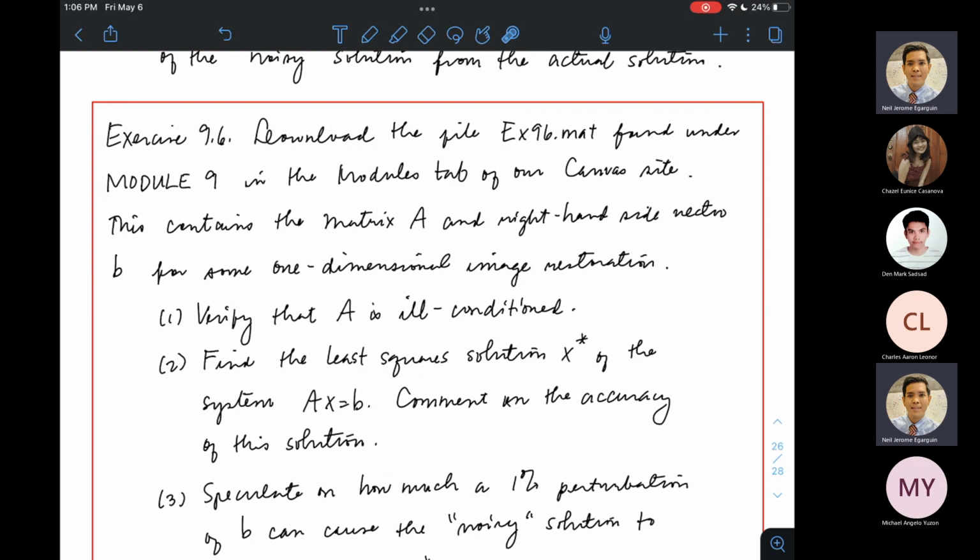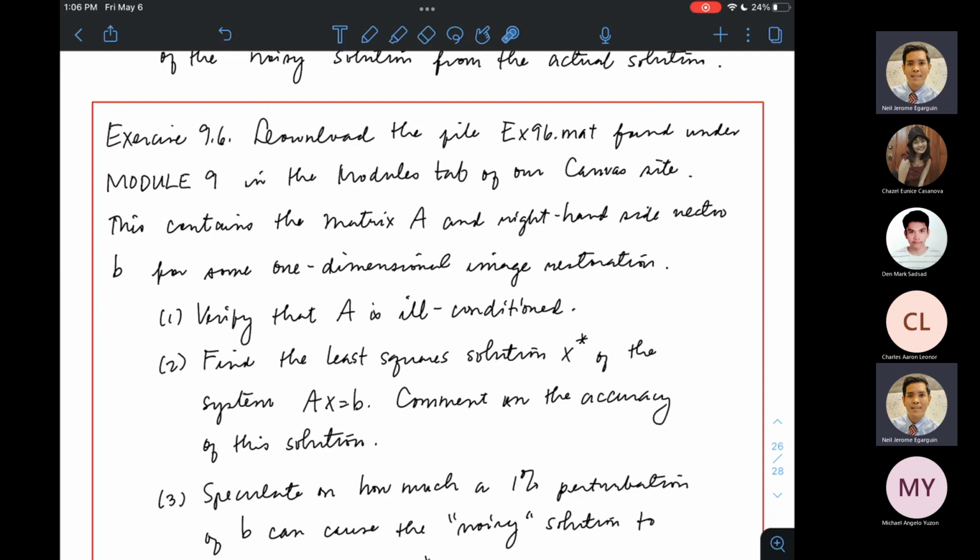Under Module 9, meron akong in-upload na MATLAB file na nagko-contain ng data. Ang laman nito ay isang 32 by 32 na matrix, tapos right-hand side vector na 32 by 1. Yeah, 32 by 1. Tapos ito ay ang laki ng condition number nung 32 by 32 matrix na to.